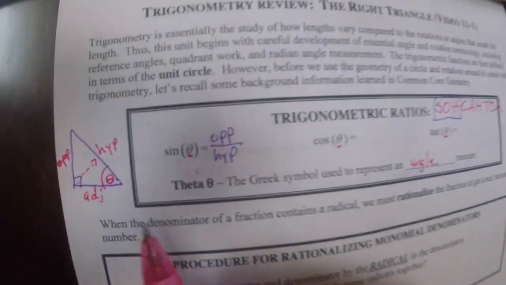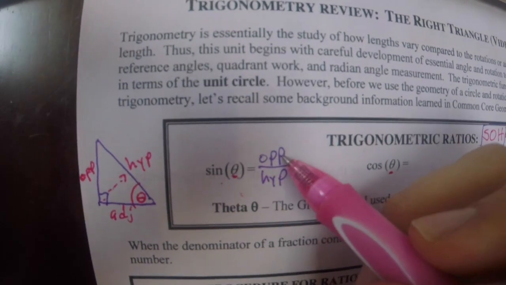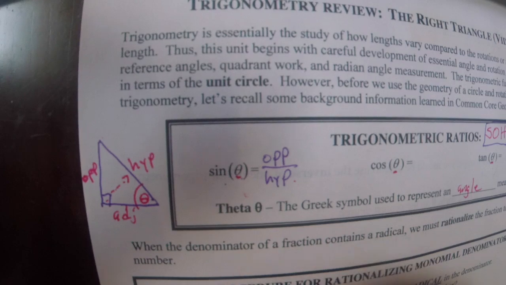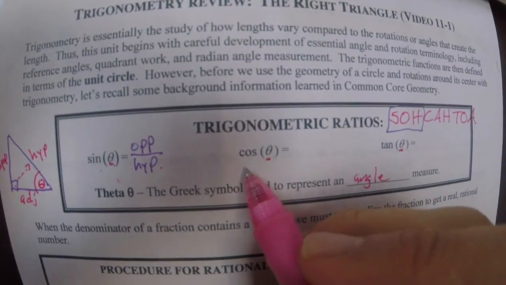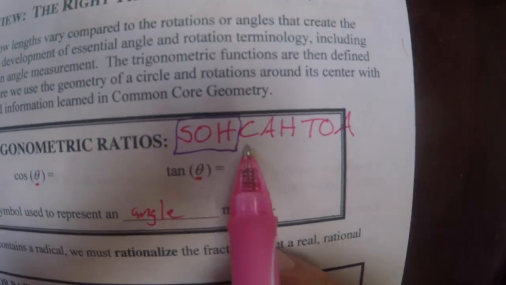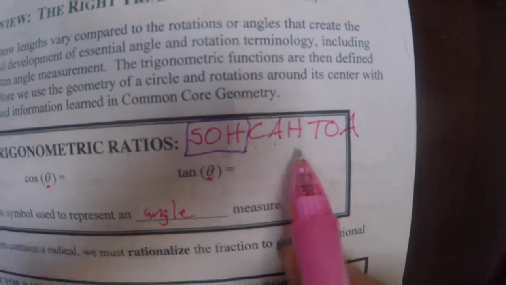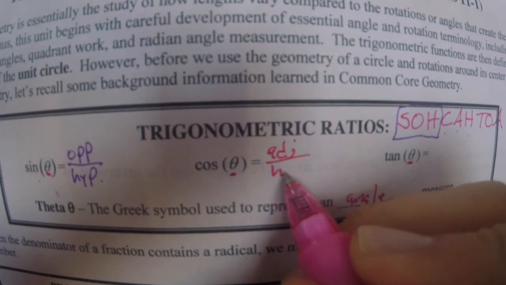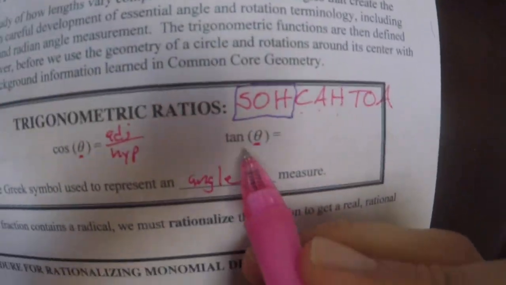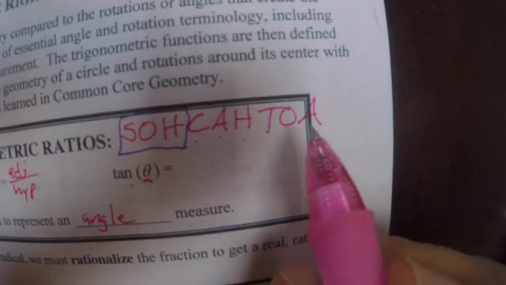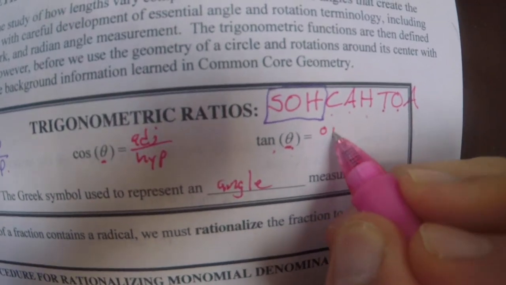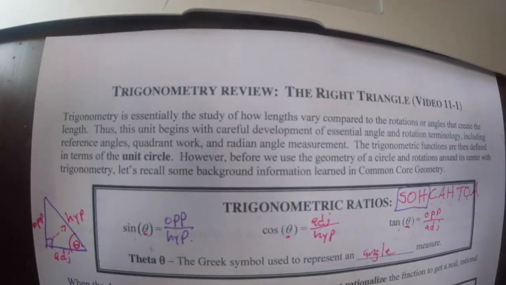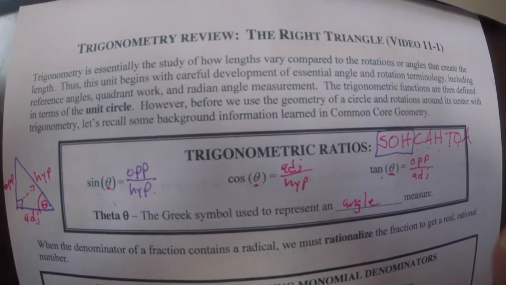All right. So the sine of the angle equals the opposite over the hypotenuse. That's the SOH, so part of SOHCAHTOA. Cosine, if you look at SOHCAHTOA, cosine equals adjacent over hypotenuse. That's the CAH. And last but not least, the tangent of theta, tangent equals opposite over adjacent. Okay, we're going to use those a little bit.